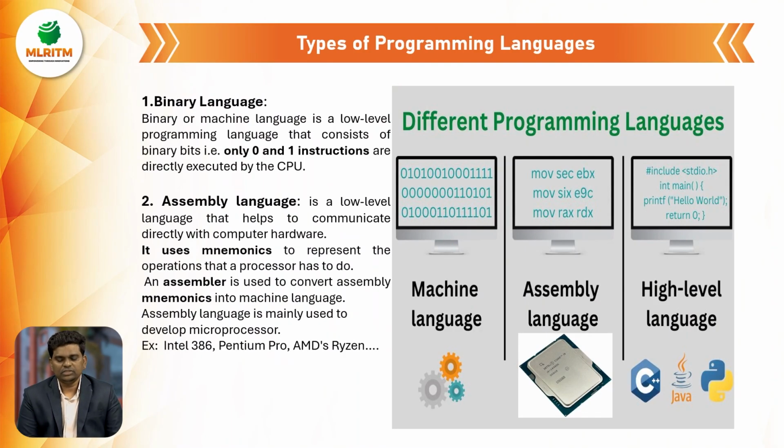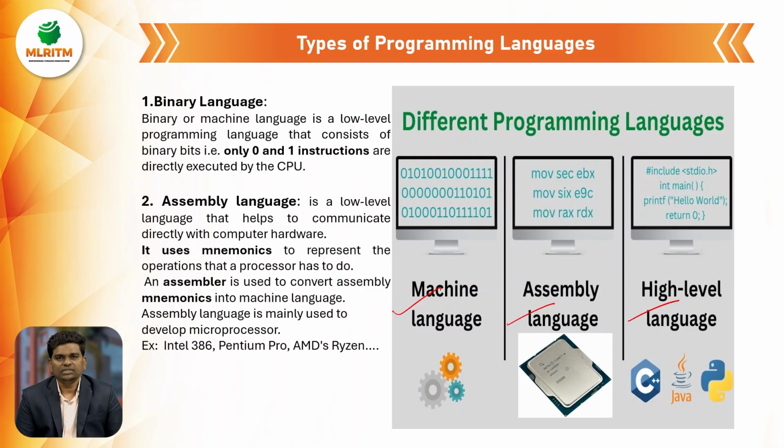Then coming to the types of programming language. So majorly there are three types of programming language that exist. The first one is machine level language, the second one is assembly level language, and the third one is high level language. So first one is about machine level language.